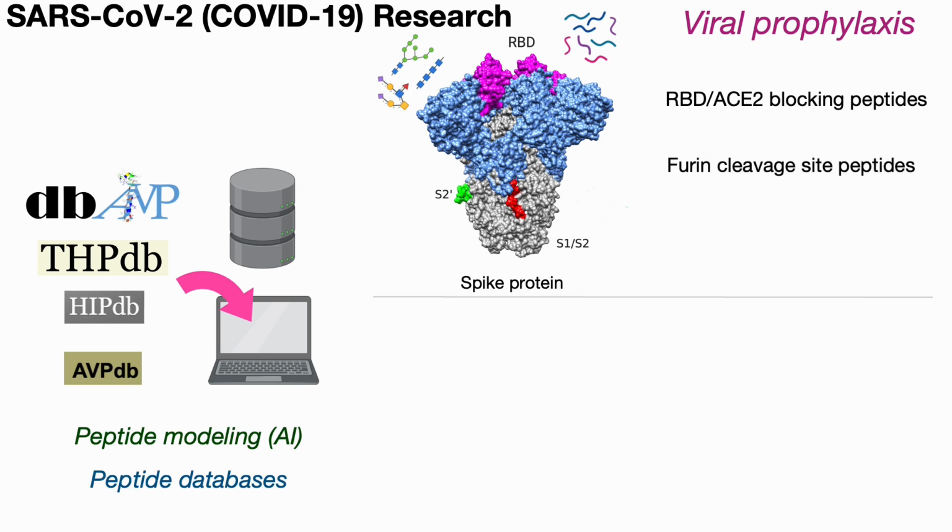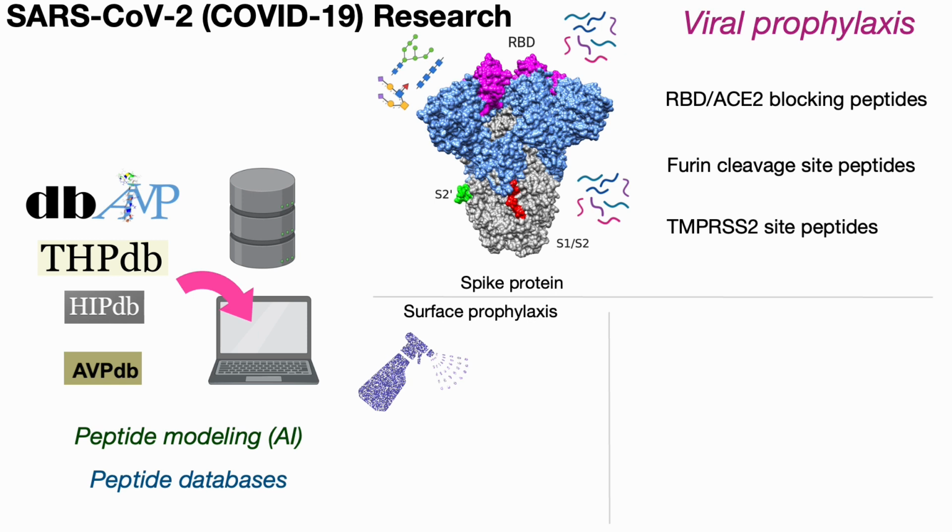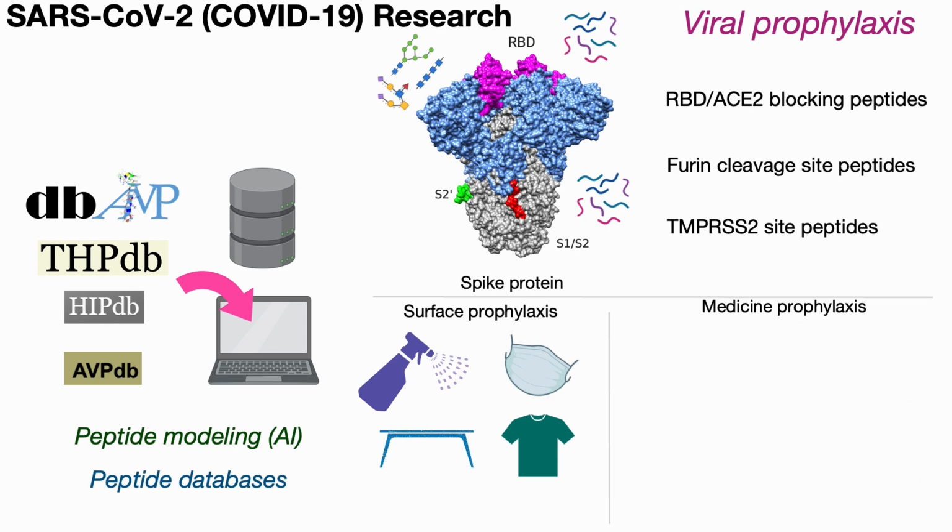But this can be used too for furin cleavage site peptides as well as TMPRSS2 site peptides. And then we can use these peptides for developing products for surface prophylaxis. And we can do medicine prophylaxis using these peptides too.